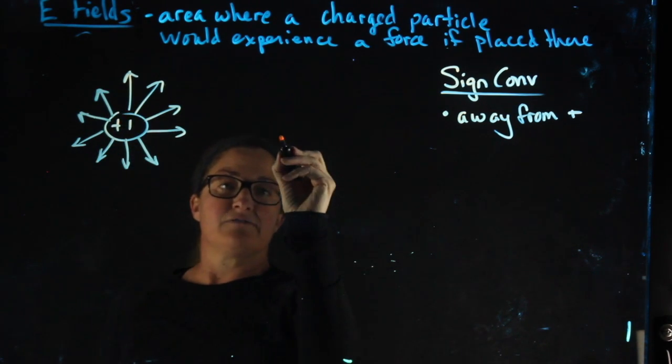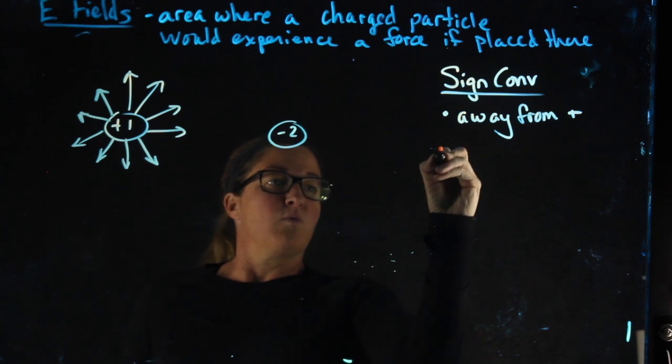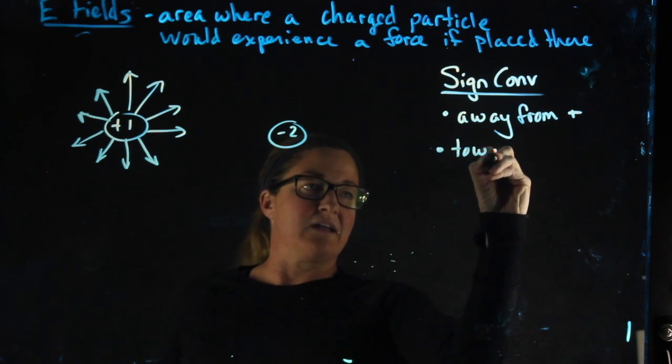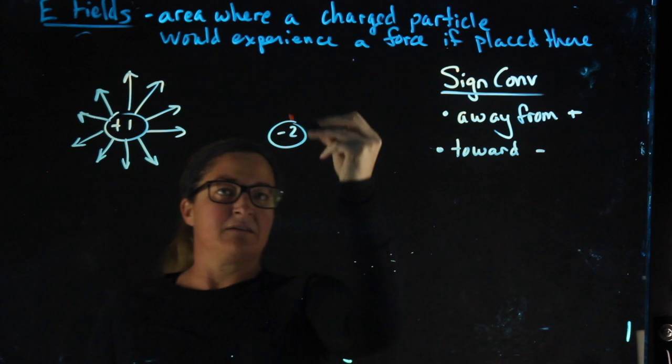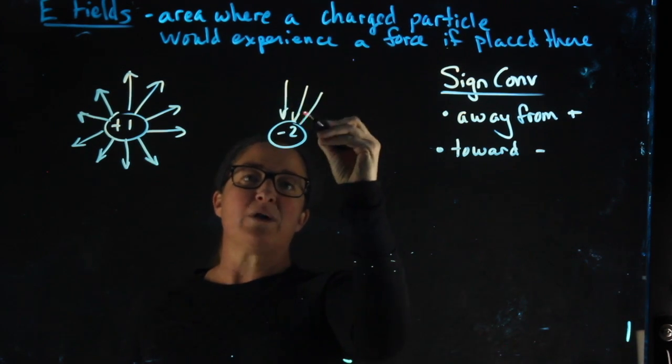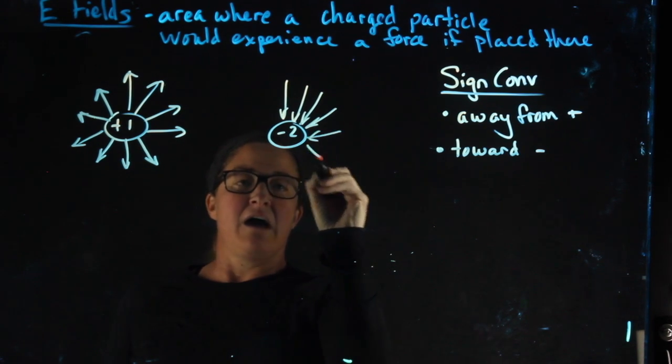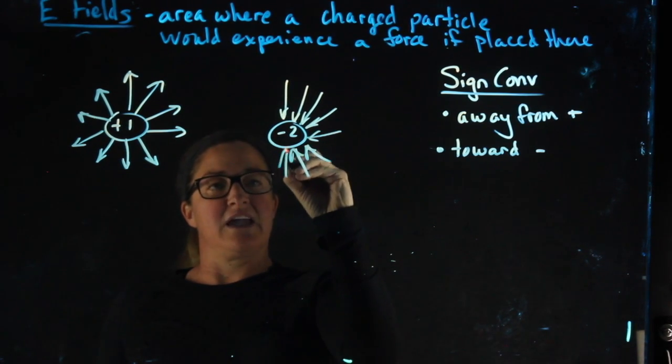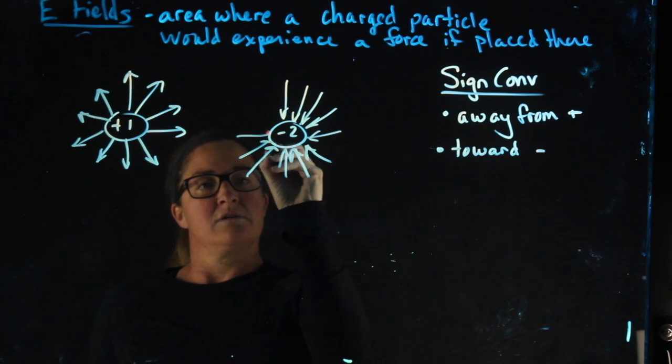If I had a negative charge, we could also define it as toward negative. If this charge is bigger in magnitude than that one, then when I draw the field lines, I should represent more lines to indicate a stronger charge.